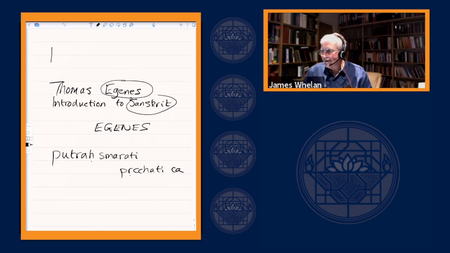The first lesson, is it Putra? Putra, meaning the sun. Putra, Smarati, Prakatika. So it's Prichaticha. Remember, in the system of transliteration that we're using, the letter C always represents the sound cha. Whenever we transliterate the sound ka, we always use a K.